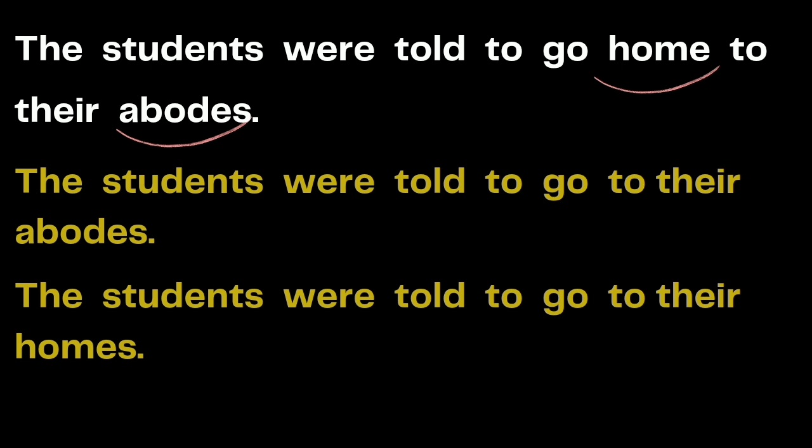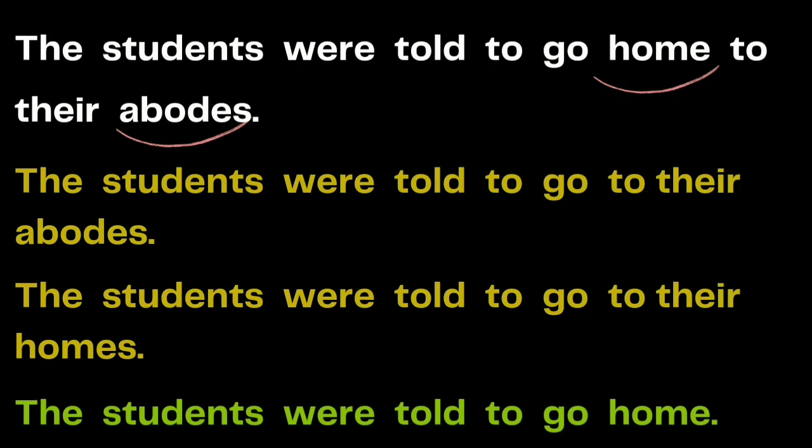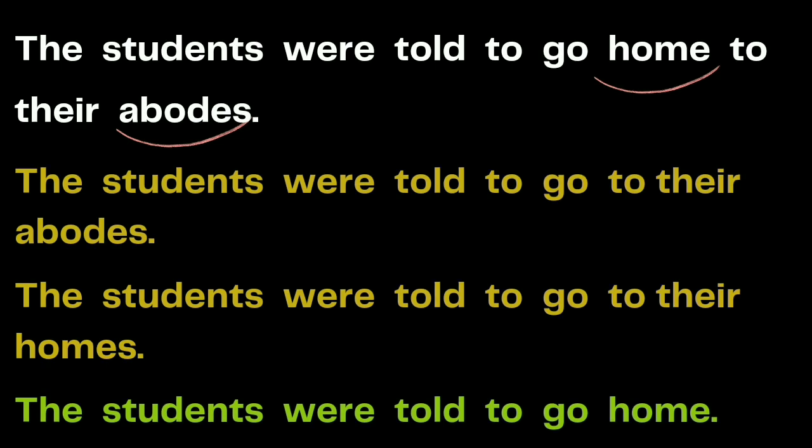If you deleted the word home, then the shortened version of the sentence would state, the students were told to go to their abodes. If you deleted the word abodes, then it should state, the students were told to go to their homes. Guess what? This sentence could still be more concise. Given the context, the word go suggests that the students were told to go to their homes. So, simply put, we could just say, the students were told to go home.